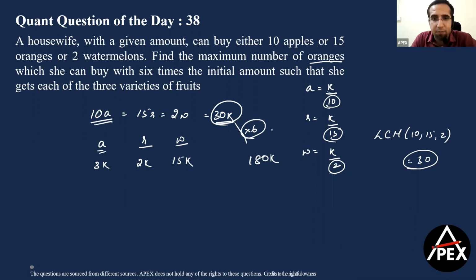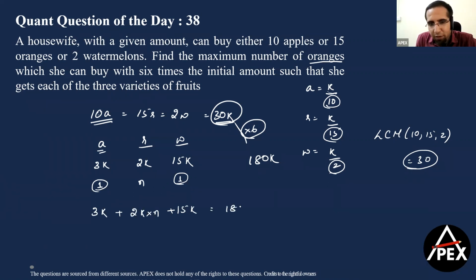6 times of this. Such that she's buying each of the 3 varieties and we want to maximize the number of oranges. If I'm maximizing the number of oranges, I want to minimize apples and watermelon. So let me assume I'm buying 1 apple. I'm buying 1 watermelon. So the cost price of each apple is 3K. The cost price of each watermelon is 15K. Right? And let's say we are buying N oranges. And that's why if you're minimizing apples and watermelons, oranges become maximum. So here I'm taking 2 into K into N.